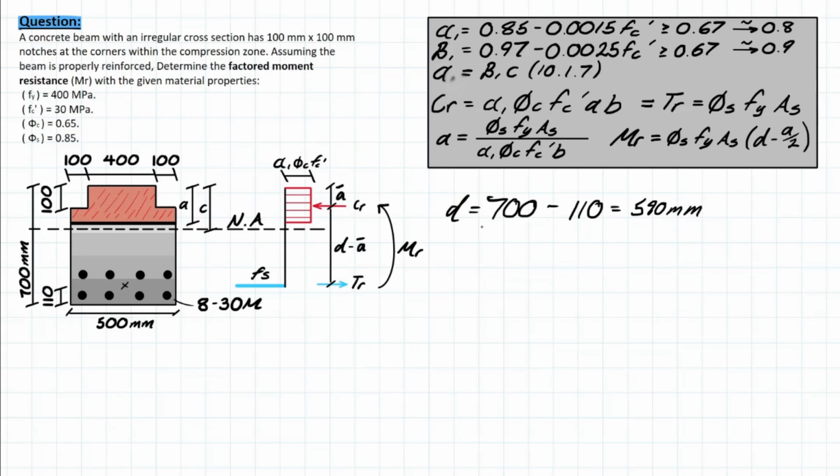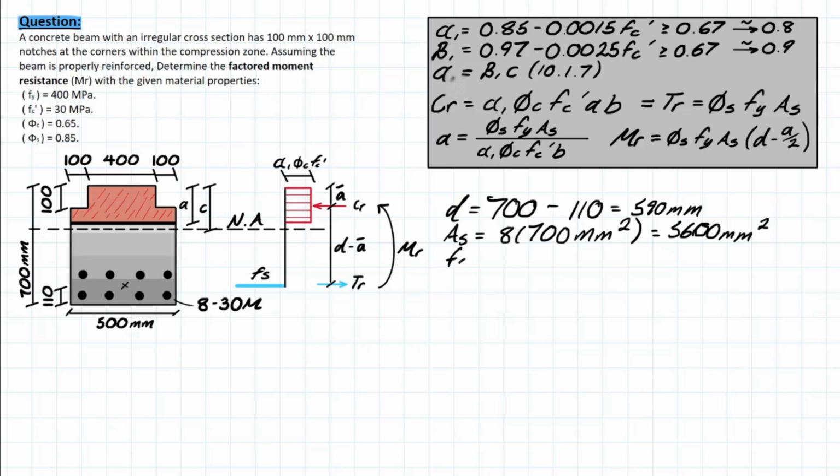And the next thing, obviously, we're going to need As at some point for both the tensile resistance of the steel and also for this a. And we're going to solve that simply by taking the number of bars, which is 8, and then using the area of a 30M, which is 700 mil squared. And solving for that, you're left with 5,600 millimeters squared. And then we are once again properly reinforced.